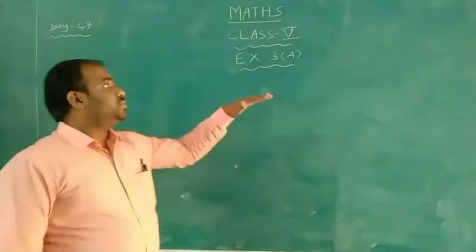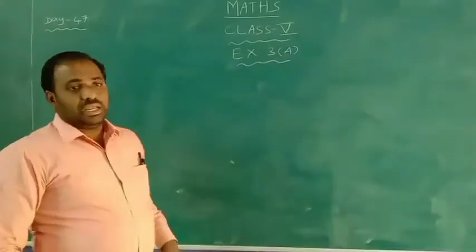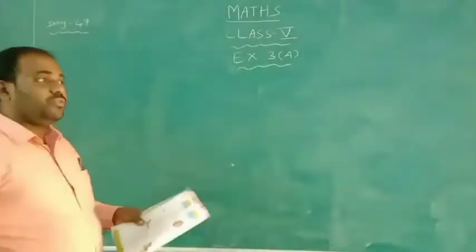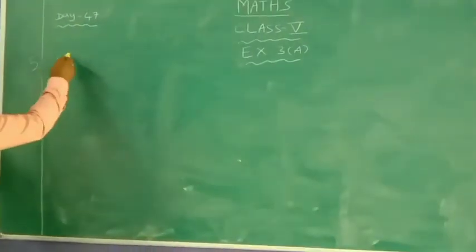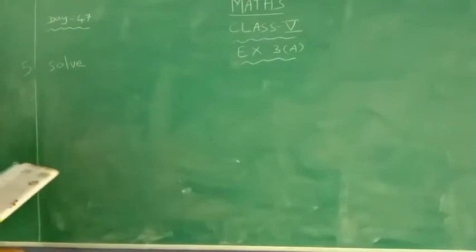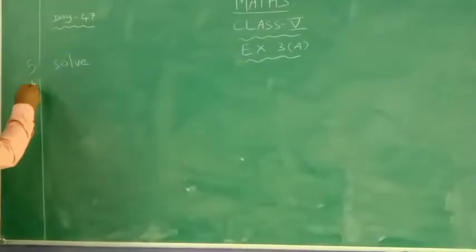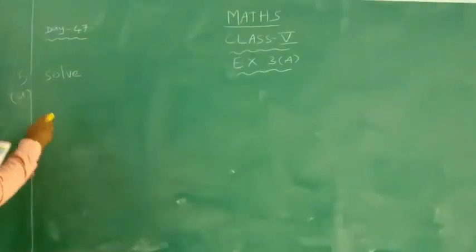Last class we finished exercise 3A, 4th bit. Now the 5th bit. Solve the following. Okay, beta, solve. First one, see, very easy.